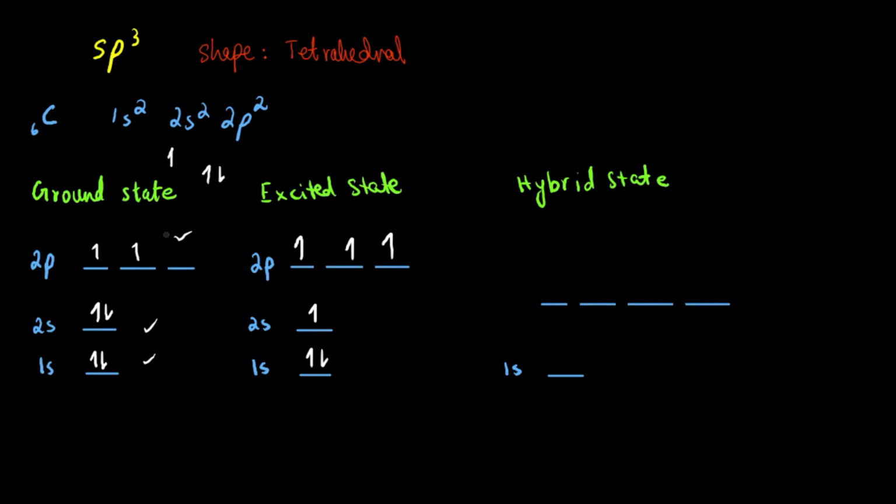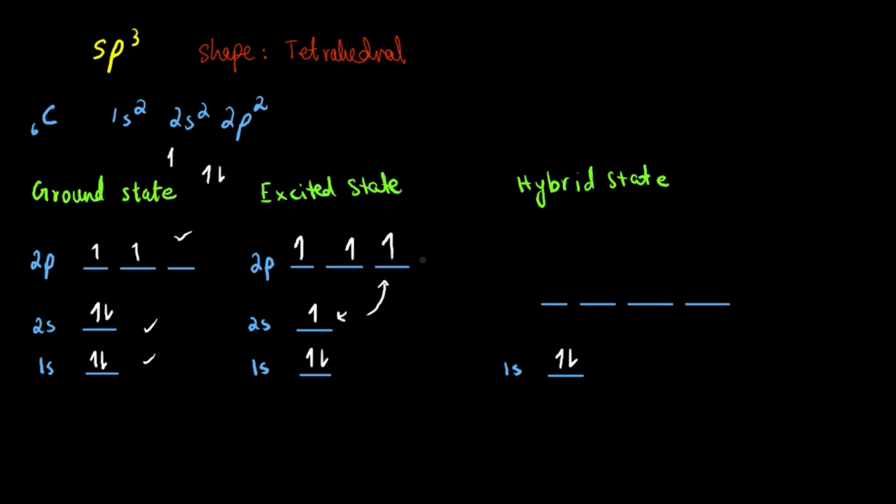In the excited state, energy is gained and an electron in 2s jumps, in informal terms, to the 2p orbital. So now instead of 2 electrons in the 2s orbital there is only 1 electron, and instead of 2 electrons in the 2p orbital there are 3 electrons. Now what happens in the hybrid state? In the hybrid state the 1s orbital will still have 2 electrons.